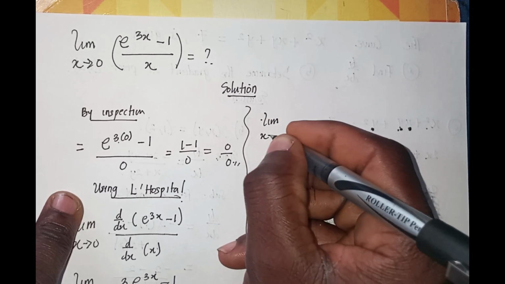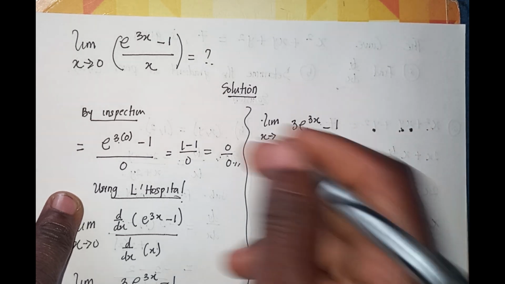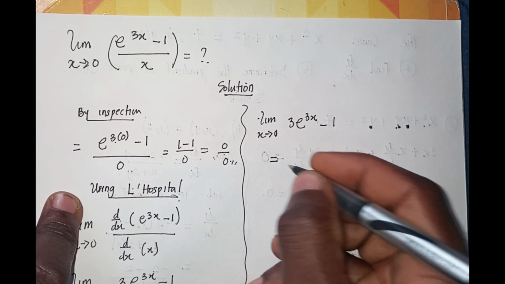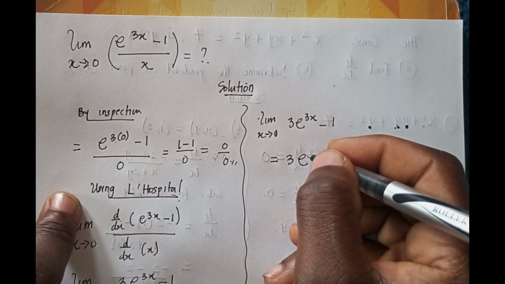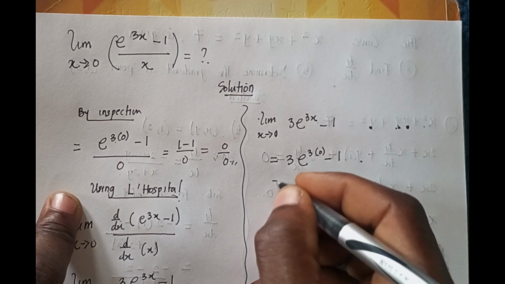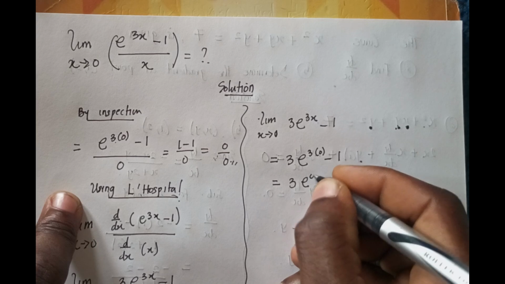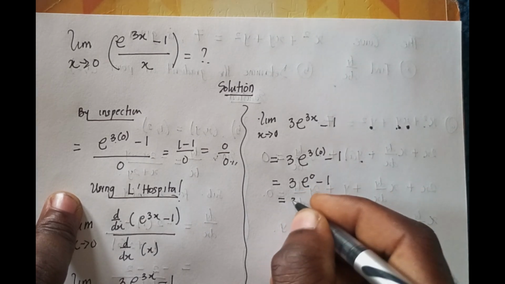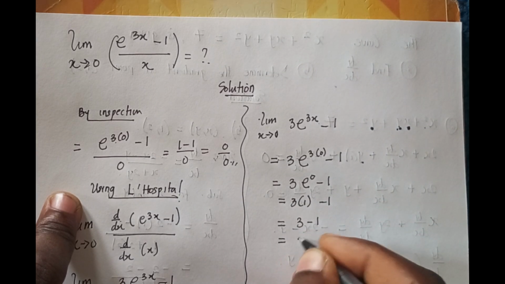So the solution is now in this form: the limit as s tends to 0 of 3e raised to power 3x minus 1. Now let us substitute 0 directly. So our answer here will be 3e raised to power 3 times 0 minus 1, which is 3e raised to power 0 minus 1. And we all know that anything raised to power 0 is 1. That will be 3 times 1 minus 1, which is 3 minus 1. And your final answer is 2.